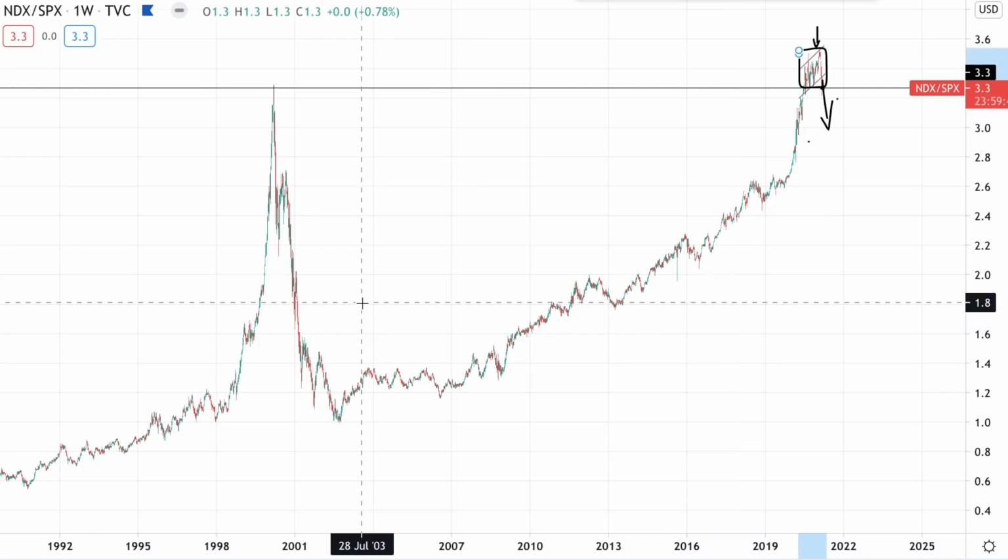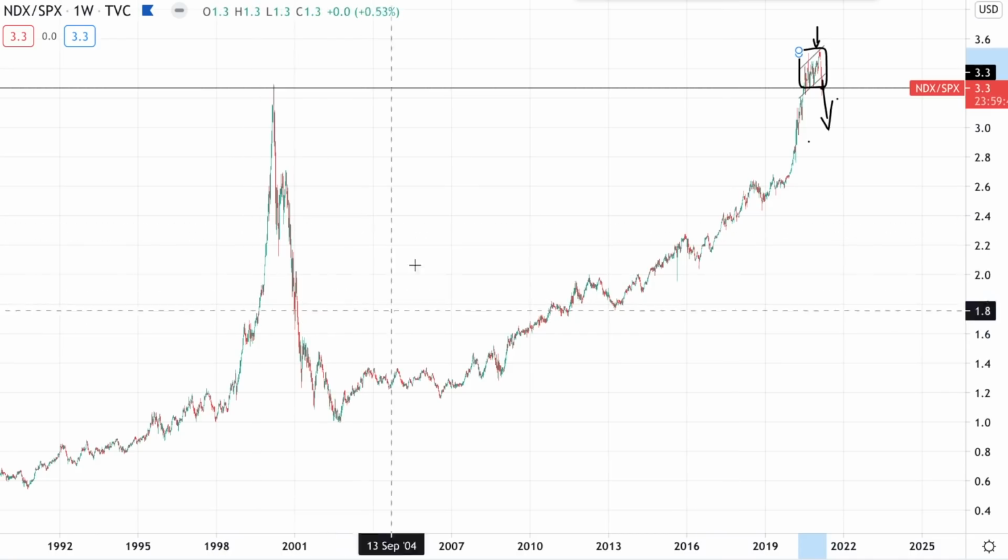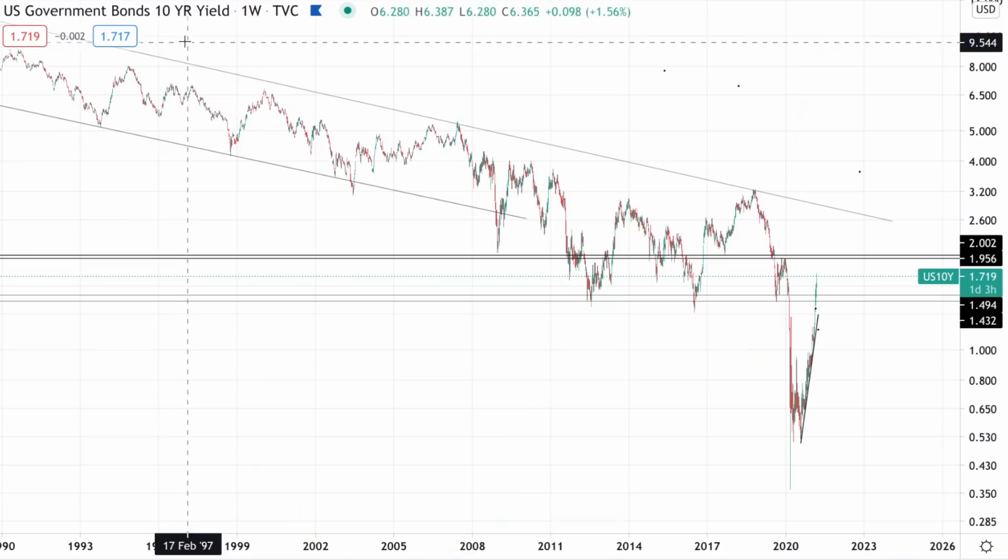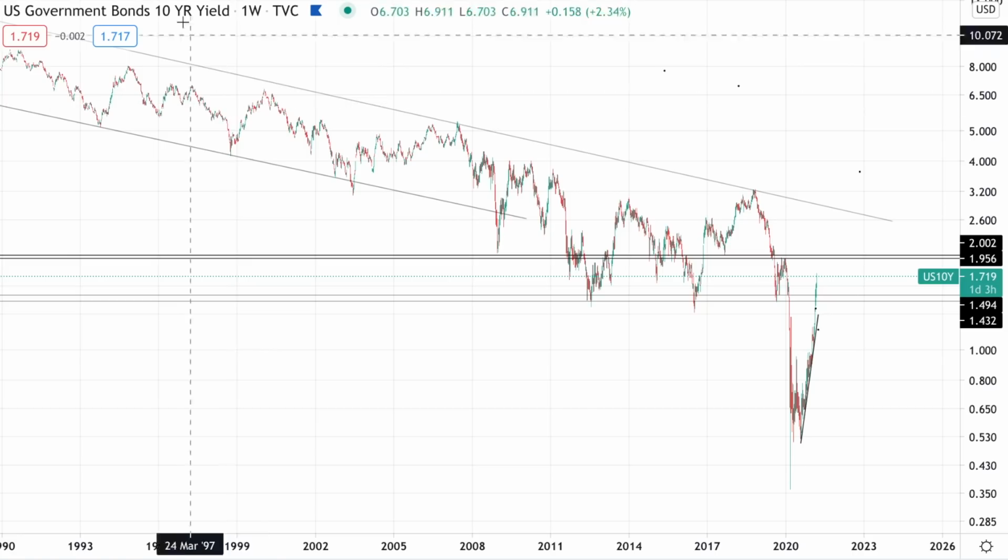Now let's move on from this chart and take a look at the fundamentals behind the tech sector. So we're going to start off by taking a look at that 10-year yield. This is a weekly chart of the 10-year government bond yield.